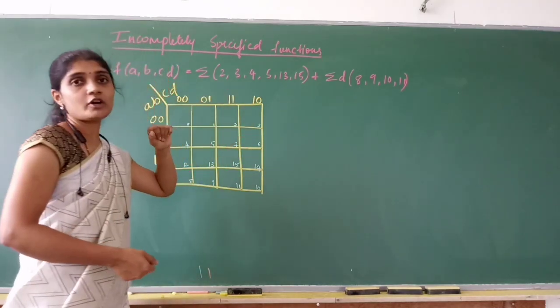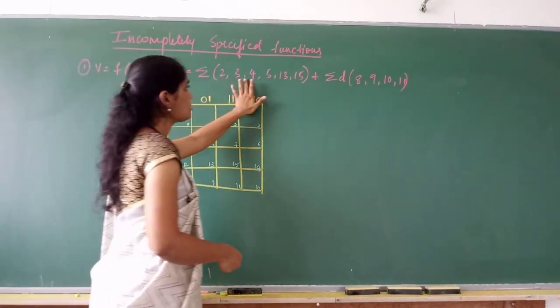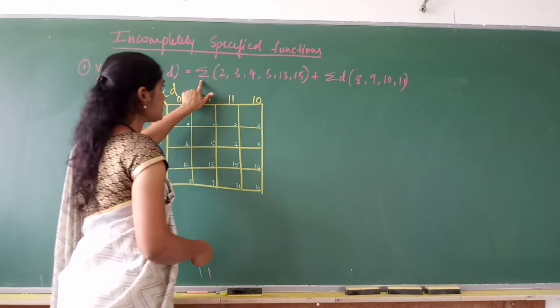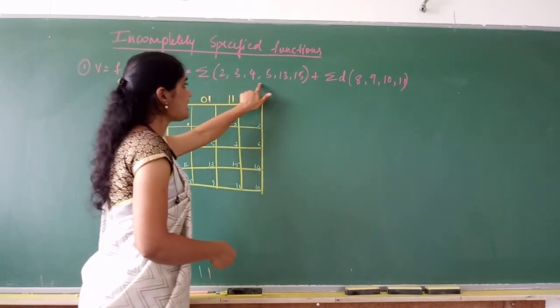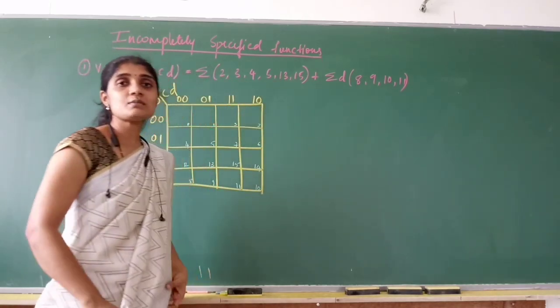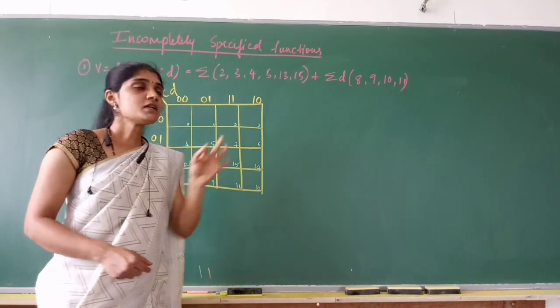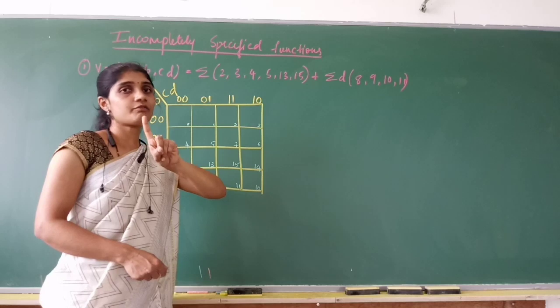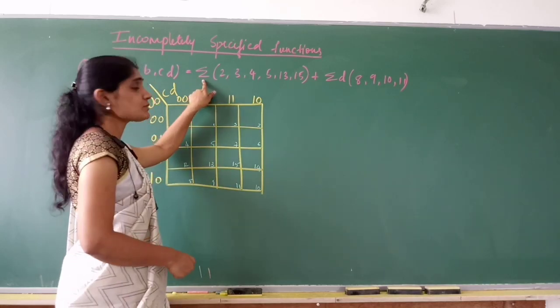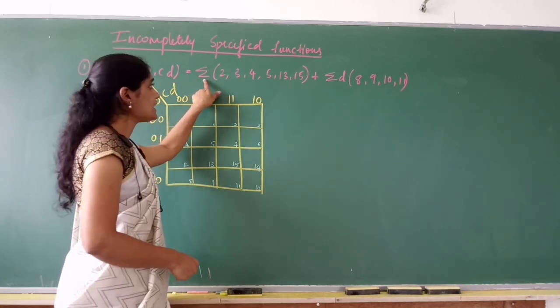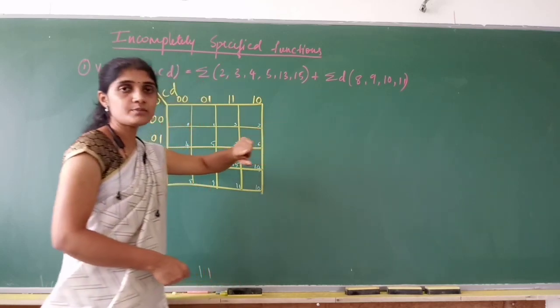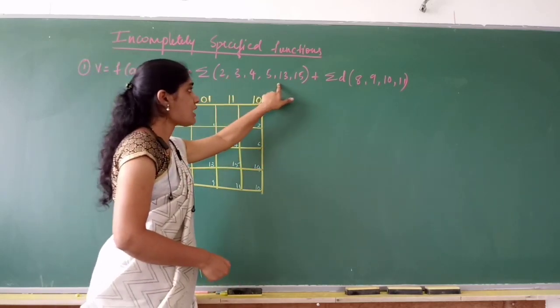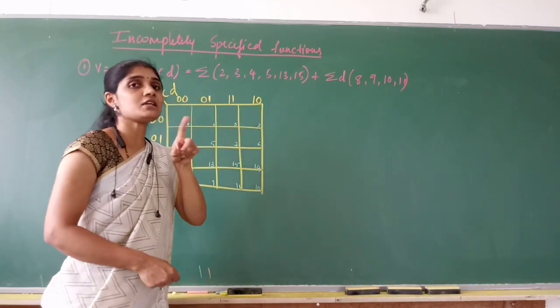Just look at the question I have written here. What are these? 2, 3, 4, 5, 13, 15. I have written summation, right? So these are min terms. What is the meaning of min term? That means for these inputs, output is 1. If I write max term here, pi here, that indicates these are max terms. That means for these values, output value will be 0.